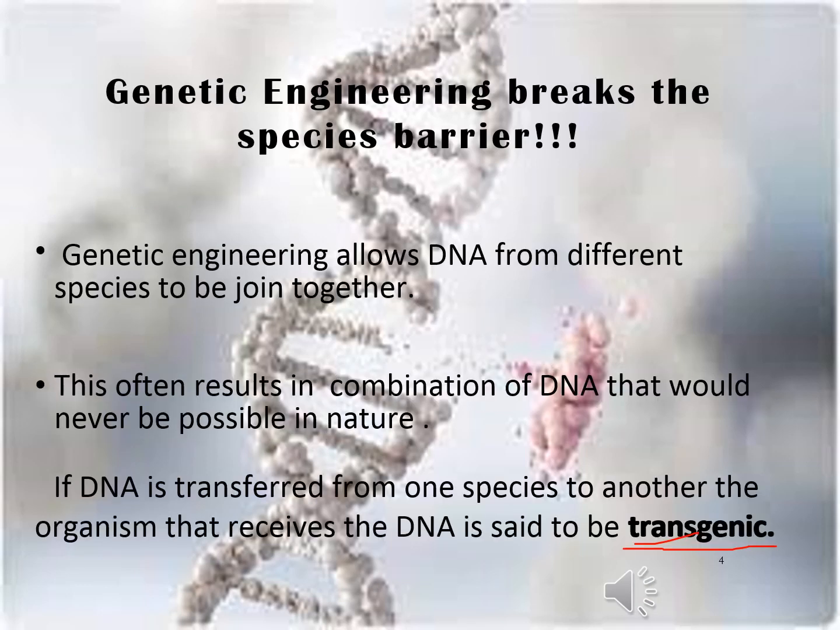Genetic engineering breaks the species barrier. It allows DNA from different species to be joined together. This often results in a combination of DNA that would never be possible in nature. For this reason, genetic engineering is not a natural process. If DNA is transferred from one species to another, the organism that received the DNA is said to be transgenic. Genetic engineering can be done on any living organism because all living organisms contain DNA within each cell nucleus.